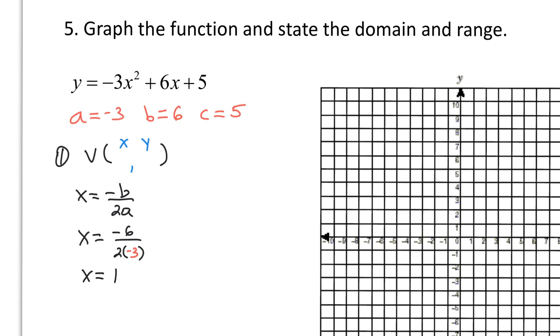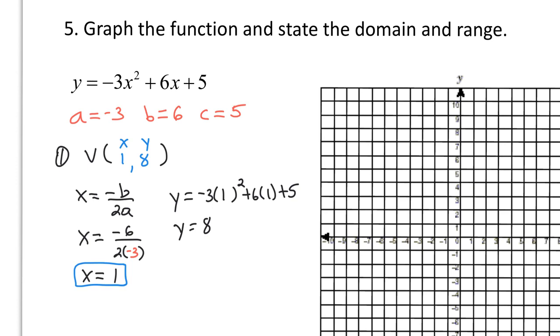1. Okay, so now we're going to take this value, x equals 1, into the x in your function up here. So I'm going to substitute. I'm going to put y equals negative 3 times 1 squared, substituting that 1, plus 6 times 1 plus 5. So I substitute the 1 into the function, and I simplify, and my answer is 8. All right, so my vertex is at 1, 8.